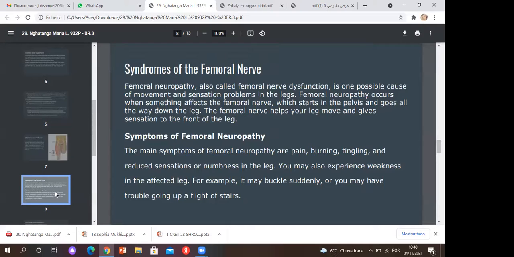Symptoms of femoral neuropathy. The main symptoms of femoral neuropathy are pain, burning, tingling, and reduced sensation or numbness in the leg. You may also experience weakness in the affected leg. For example, it may buckle suddenly, or you may have trouble going up a flight of stairs. Buckling means, for example, you may be standing and then your leg begins to shake and lose strength, and then you might even fall if you don't regain balance.